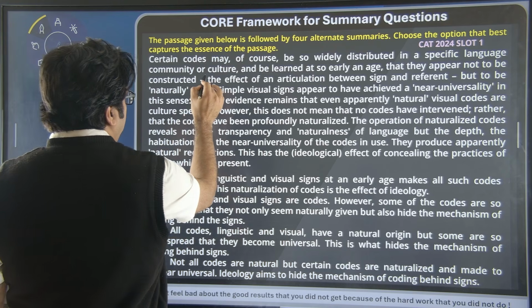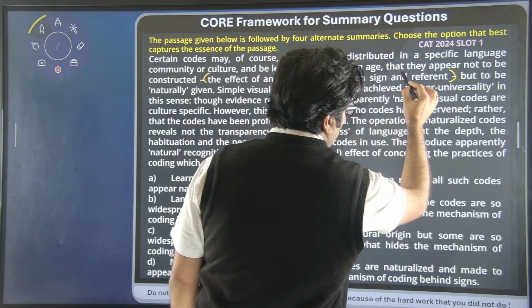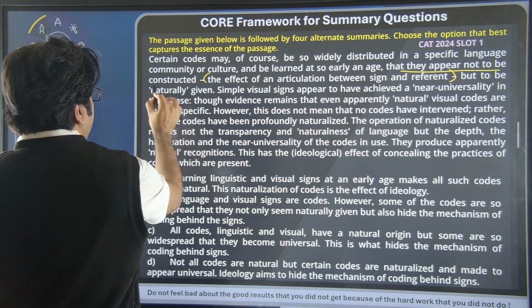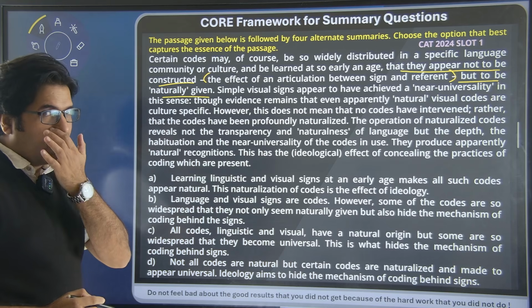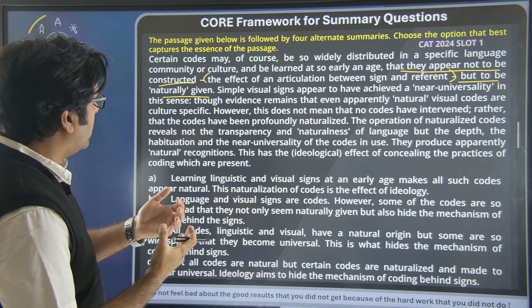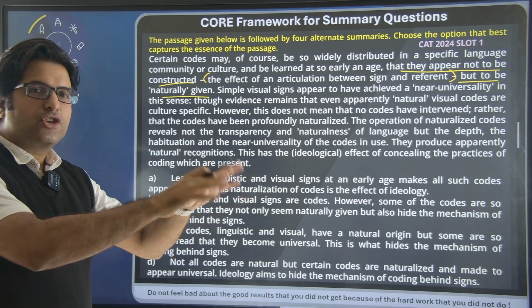Acha, whenever you get parenthetical information, for example within 2 dashes, just read it this way to be very fast. They appear not to be constructed but to be naturally given. So अगर इसकी summary करें quickly, they appear not to be constructed, ऐसा नहीं है कि codes बनाए हैं, they appear to be naturally given.